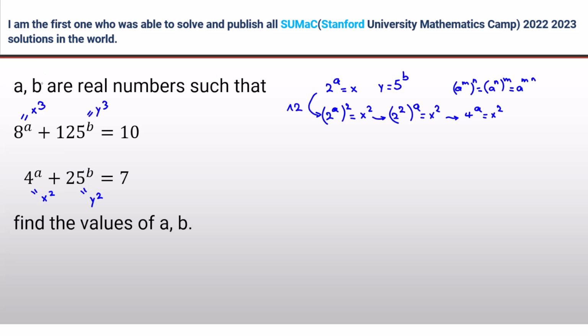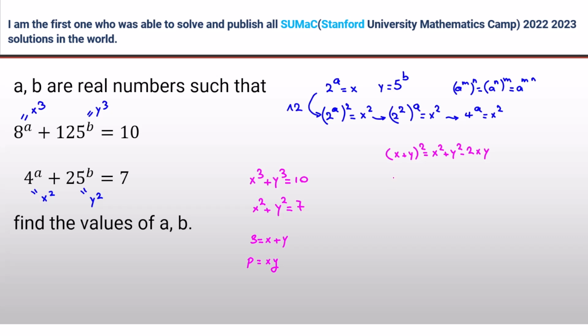So we can write x cubed plus y cubed is equal to 10 and x squared plus y squared is equal to 7. So then we can relate these two. We can write these two in terms of the sum x plus y and the product xy. And for this part, you should know two identities. The first identity is that x plus y squared is equal to x squared plus y squared plus 2xy.